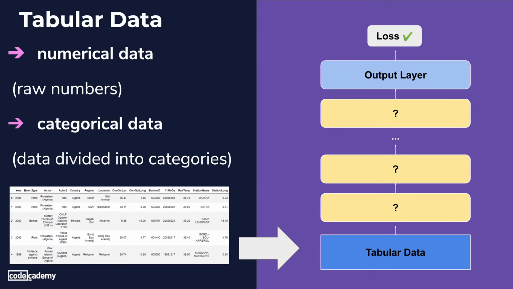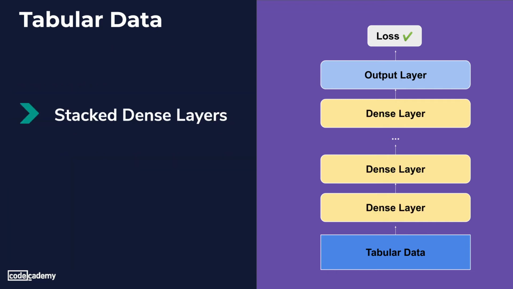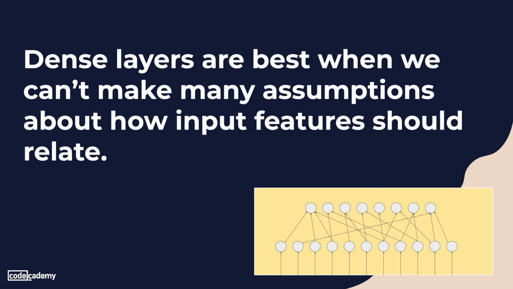Very often, our data comes from tables of numerical data, raw numbers, and categorical data, data divided into categories. For example, in the Implementing Neural Networks lesson, we used age, a numerical feature, and region, categorical, to predict medical costs. When using tabular data, we should usually construct our model entirely out of feed-forward, dense layers. Feed-forward layers learn linear combinations of input features, and these layers are incredibly powerful, especially when we can't make many assumptions about how the underlying input features should relate to each other.